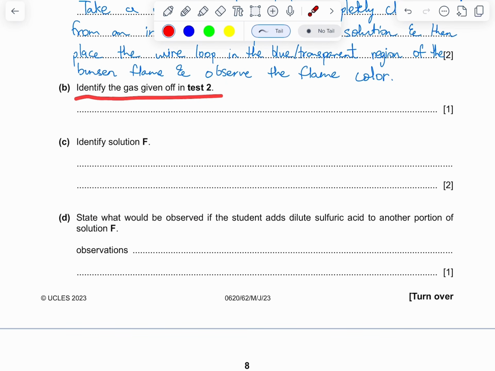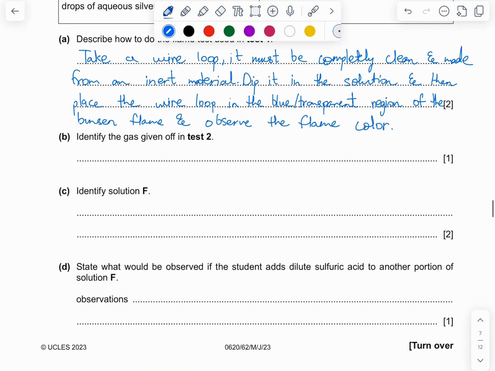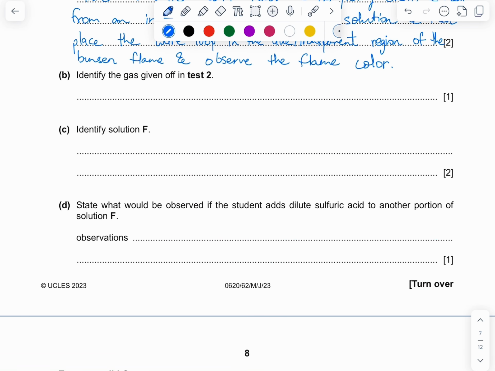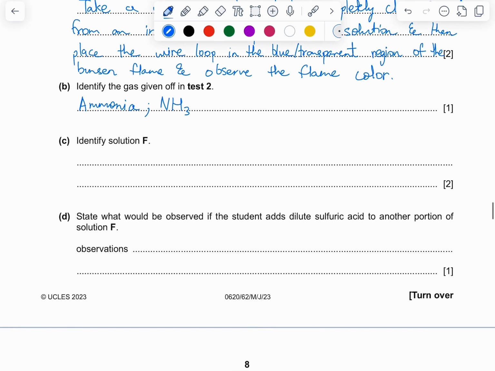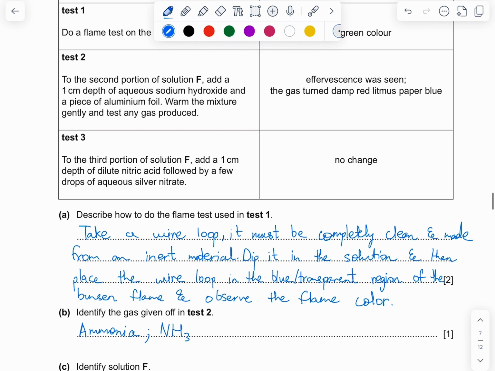Next, identify the gas given off in test 2, that is ammonia. Anything that turns red litmus paper blue, that gas is ammonia, NH3. Alright, now identify solution F. So what should be solution F? Because we know that it should contain nitrate ions. How do I know it should contain nitrate ions?